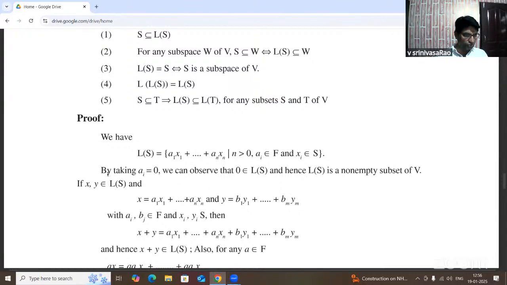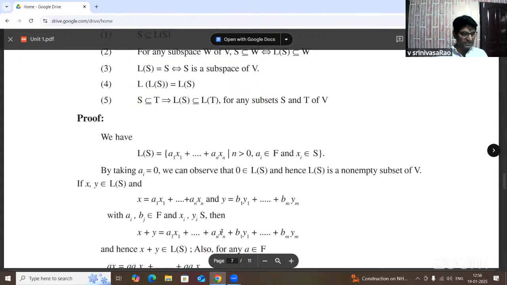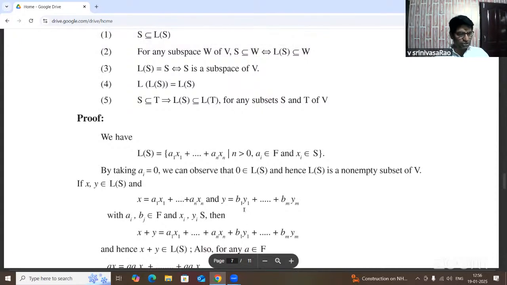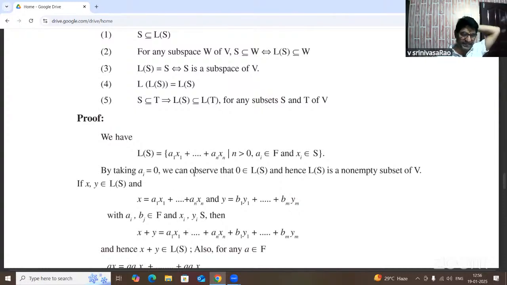And the other element is Y. Y is also written as a linear combination: B1 y1 plus B2 y2 plus so on Bm ym. The Ai values are scalars in this linear combination. L of S means A1 x1 plus A2 x2 plus so on An xn. This type of linearity is called a linear combination, where one vector is written as a linear combination of vectors.